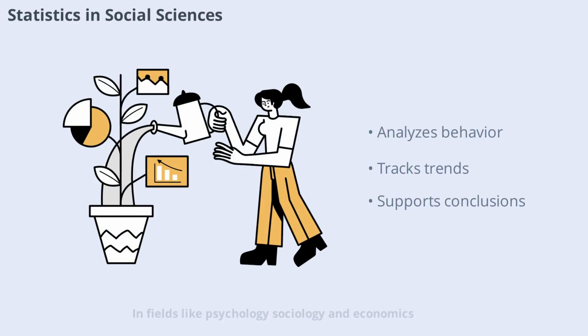In fields like psychology, sociology, and economics, statistics help researchers understand human behavior and social trends. Surveys, experiments, and observational studies all rely on statistical analysis to draw meaningful conclusions about society.